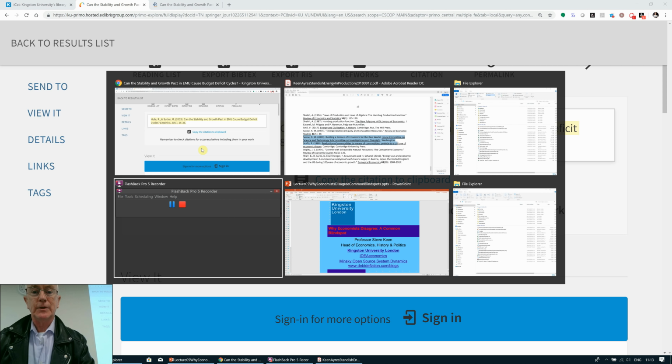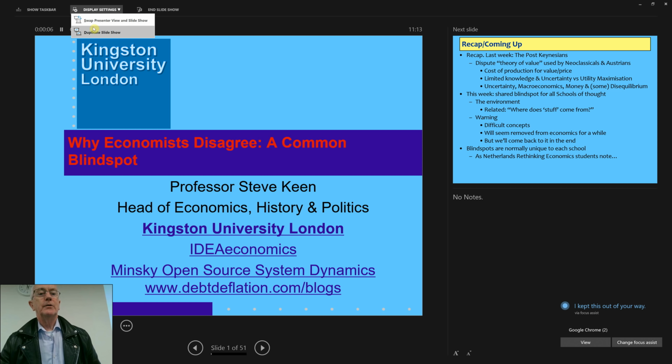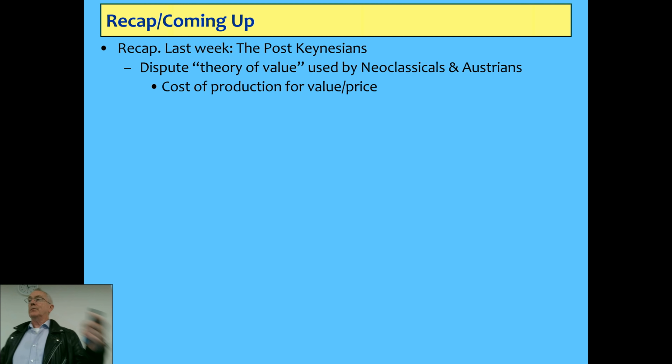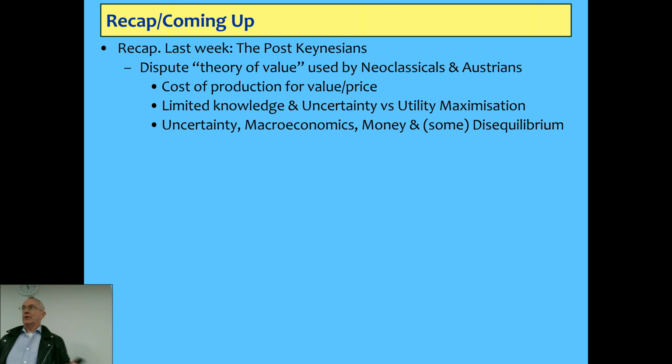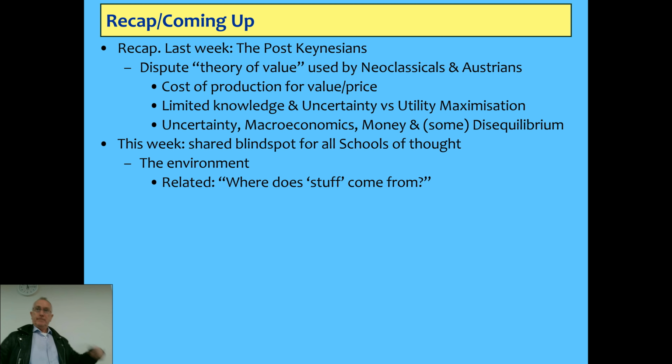Now, let's get to the lecture itself today, and what I'm talking about is ways in which I think all schools of thought don't handle the environment properly. So I spoke about the post-Keynesians last week and how they differ on not having a theory of value. They also focus, like the Austrians do, on limited knowledge and uncertainty and so on. But now what I want to talk about today is the environment, and how does economics handle the environment? Does it properly think about it?